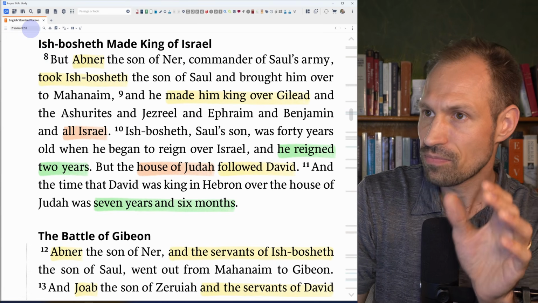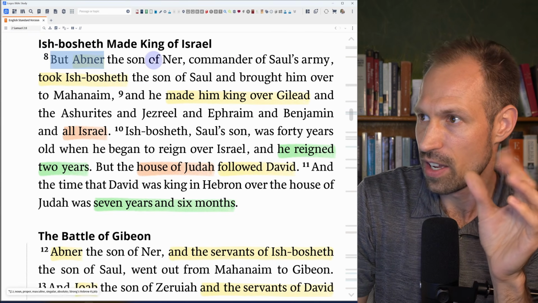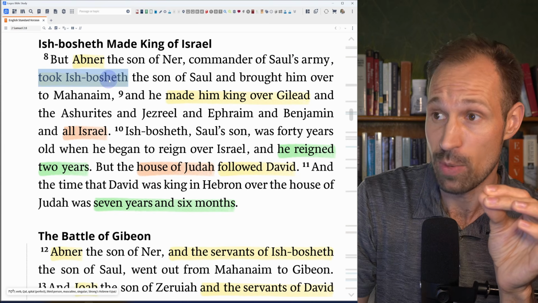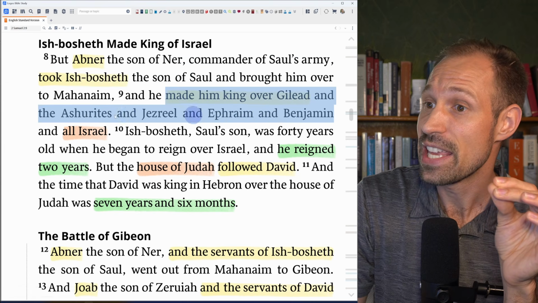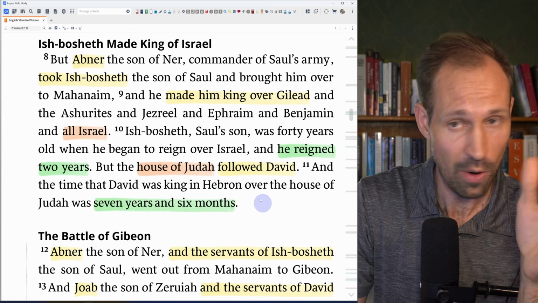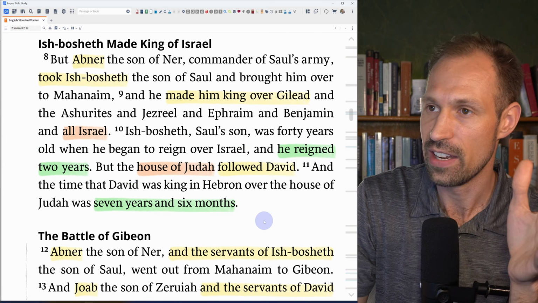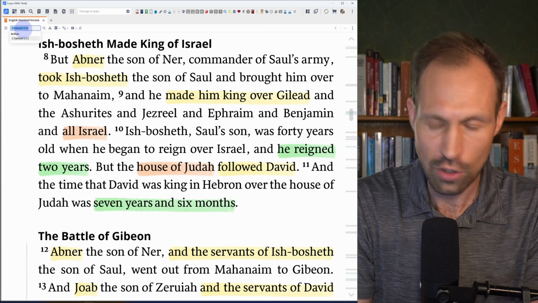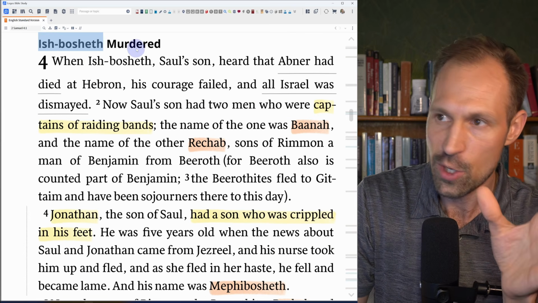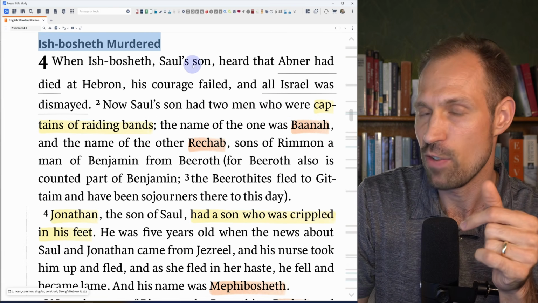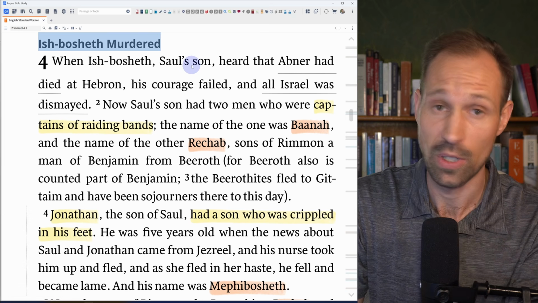But then Abner, the commander of Saul's army, is going to take Ishbosheth, Saul's son, and make him king over all Israel in the north. David's king of Judah in the south. And it's not until chapter 4 where Ishbosheth is murdered and David becomes king over all Israel and Judah. What's the point? Well, the chronicler is presenting an idealized picture of the Davidic monarchy, where David is king over all Israel from the very beginning.